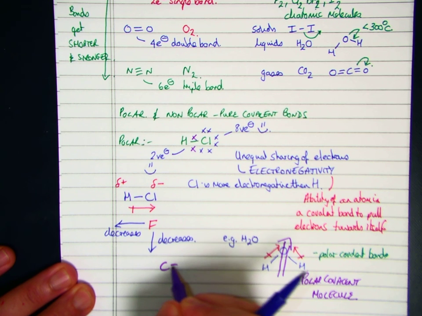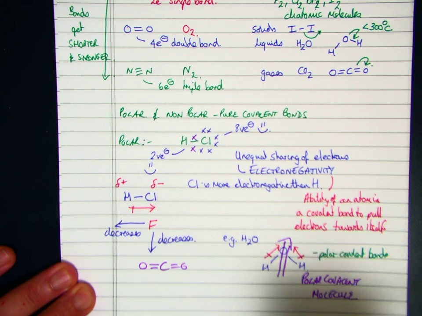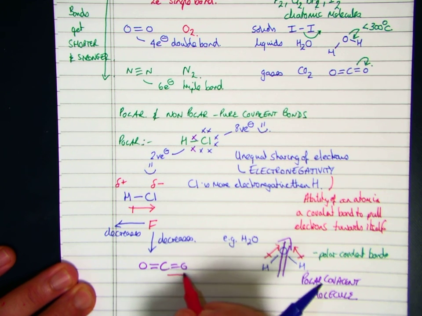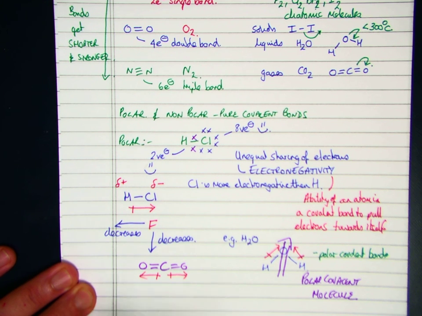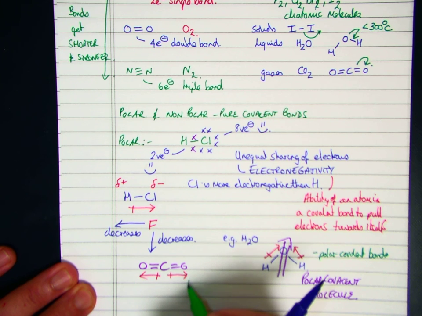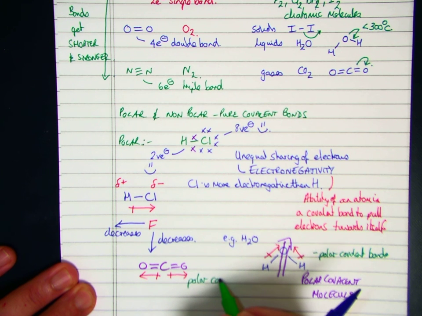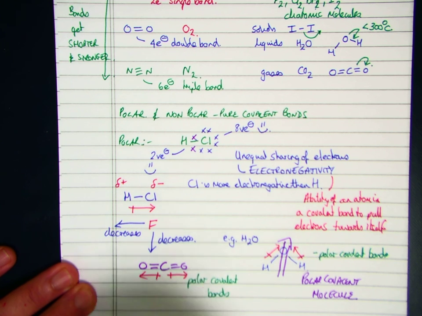We look at carbon dioxide, we see that the oxygen again is more electronegative than the carbon. The electrons are going this way, so again we have our polar covalent bonds. But these polar covalent bonds mean that the overall molecule is non-polar.